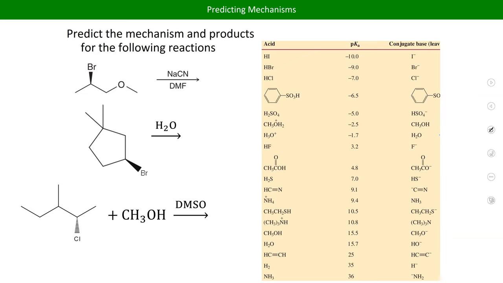SN1. Water is not a strong enough nucleophile to displace the bromine. Bromine's a good leaving group, but water is a weak enough nucleophile that it's not going to get in there and knock it off itself. So SN1, our multi-step mechanism. The first step is the bromine leaves, right? We get an intermediate where we're going to lose our stereochemistry, right? Now we get an sp2 carbon.